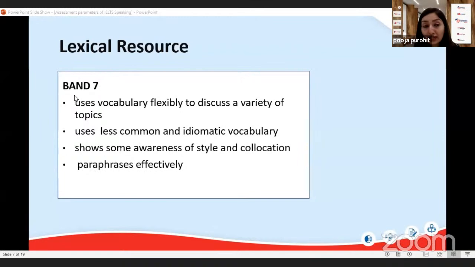So for you to get a band 7, the person should use vocabulary flexibly to discuss a variety of topics. She should use less common and idiomatic vocabulary, and show some awareness of style and collocation. Does anyone know what is collocation? You can write it in the chat box if you're aware. What is collocation? Does anyone know?